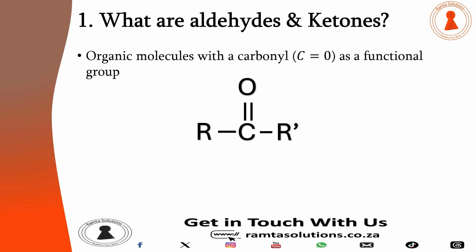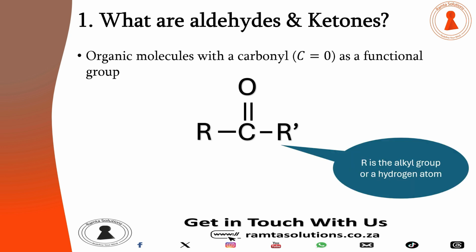If you're looking at an aldehyde, it'll be H on one side and an alkyl group on the other side, or both sides could be hydrogen atoms. But if it's a ketone, both sides will be alkyl groups of the same or different sizes. It doesn't matter, but let's not worry about that for now. Let's look at the individual homologous series. We're going to start with aldehydes.